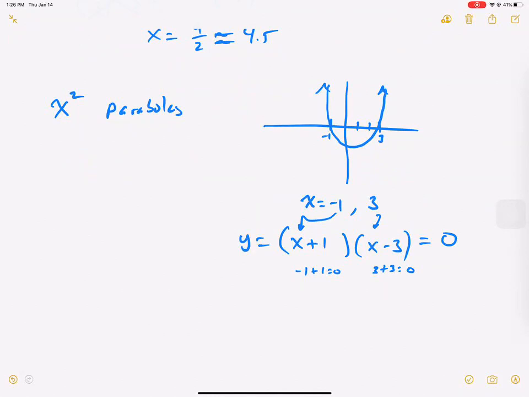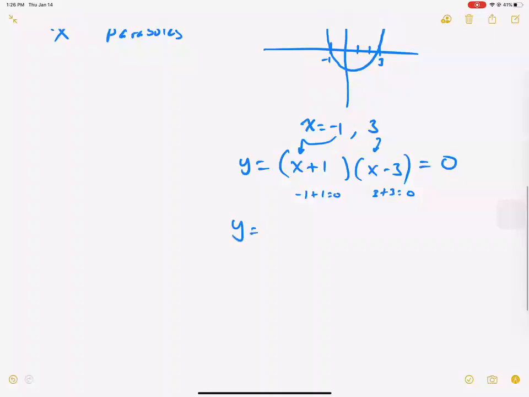So we would have our x-intercepts at negative 1 and negative 3. And this original problem, if I multiply it out, would be x squared minus 2x minus 3.